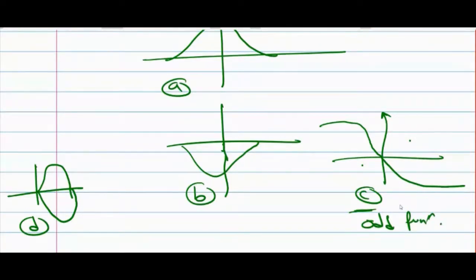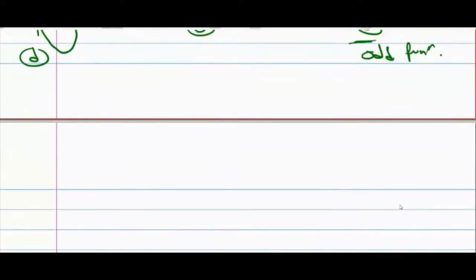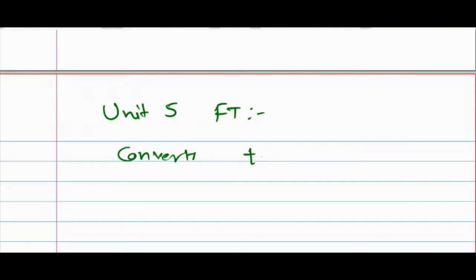Okay, so this much basics we should cover before we start the actual unit. So Fourier transform, unit number 5. So what is Fourier transform? It converts a time domain signal into frequency domain.